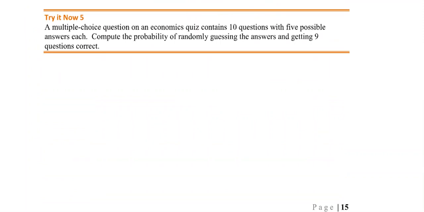All right, so let's do this one. It says, a multiple choice question on an economics quiz contains 10 questions with 5 possible answers each. Compute the probability of randomly guessing the answers and getting 9 questions correct. All right, so let's get our bearings here. Let's write down 1 to 10. So 1, 2.